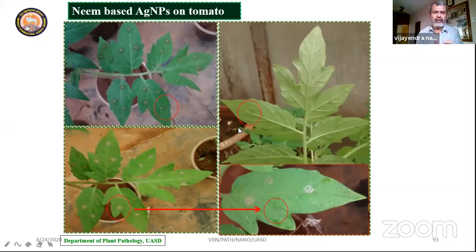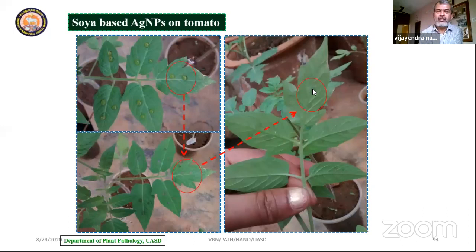So when I use them to a greater extent in tomato, you find this phytotoxicity. That is only my water soaked lesion, nothing else is there. That means it recovers, but at least we want to say that there are some water soaked lesions you are going to find. Similarly, we tried in relation to chili, nothing has happened.